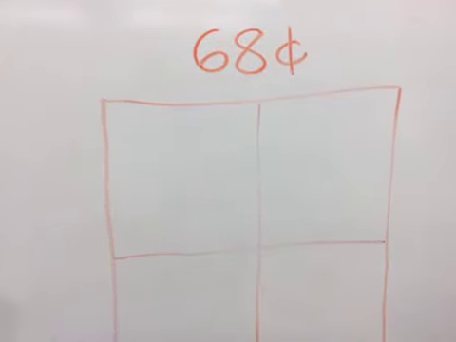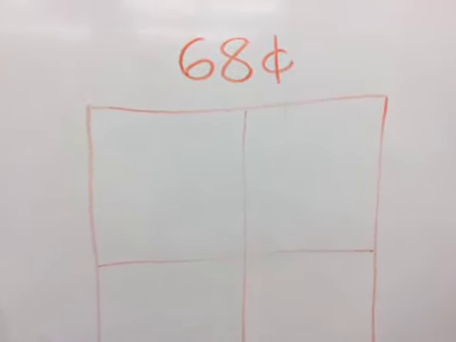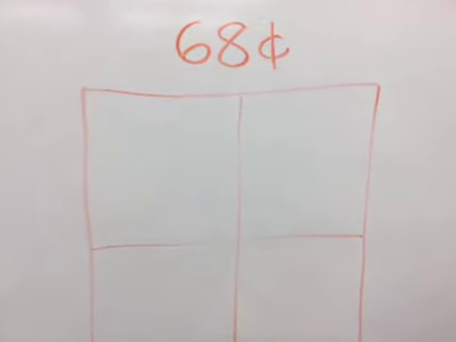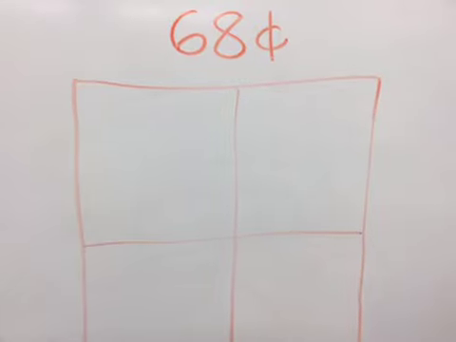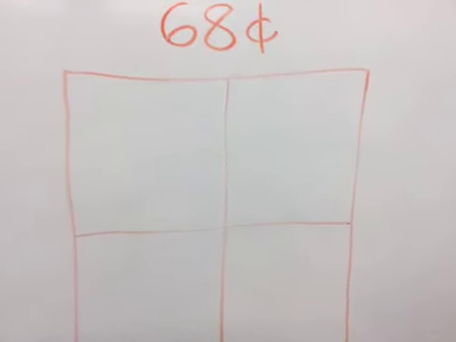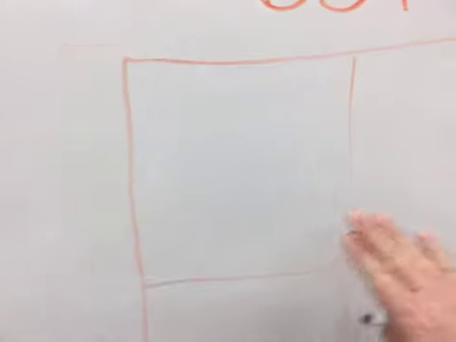We're going to work with showing different ways to make the same amount of money. For an example, we're going to see how many ways we can think of to make 68 cents using different coins: quarters, dimes, nickels, and pennies. So I'm going to try to find 4 different ways. So I made 4 sections on my paper.